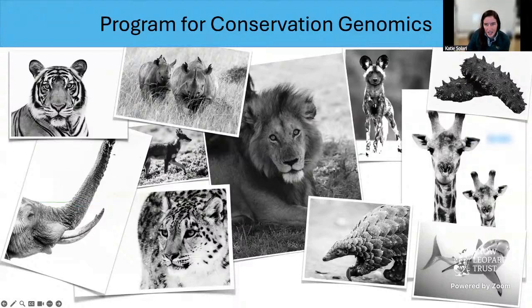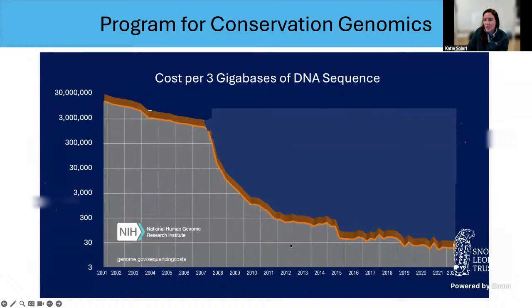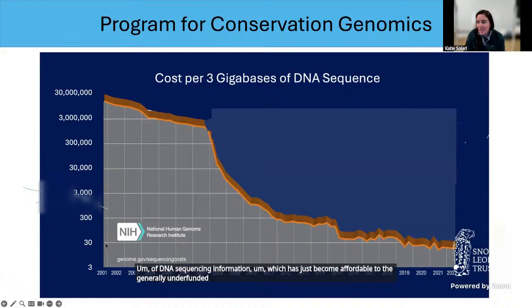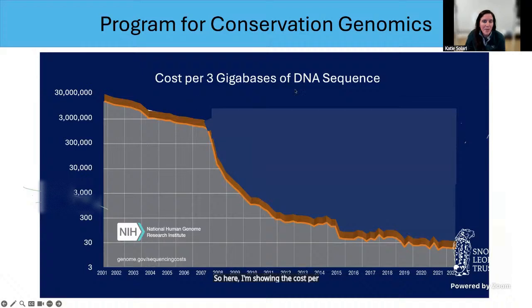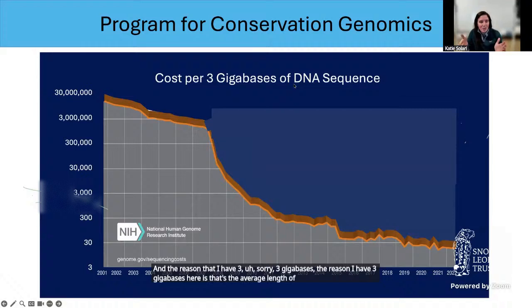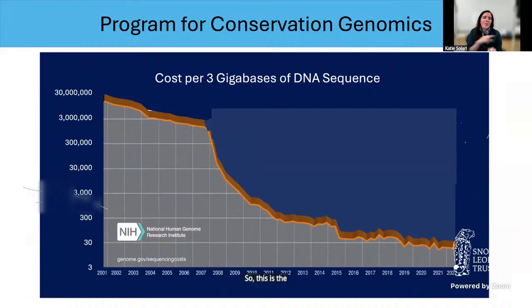And the main thing that we're trying to do is to capitalize on the plummeting cost of DNA sequencing information, which has just become affordable to the generally underfunded conservation sector in the last few years. So here I'm showing the cost per 3 gigabases of DNA sequence. And the reason I have three gigabases here is that's the average length of a mammal genome. So this is the cost to read through, one time, an average mammal genome.